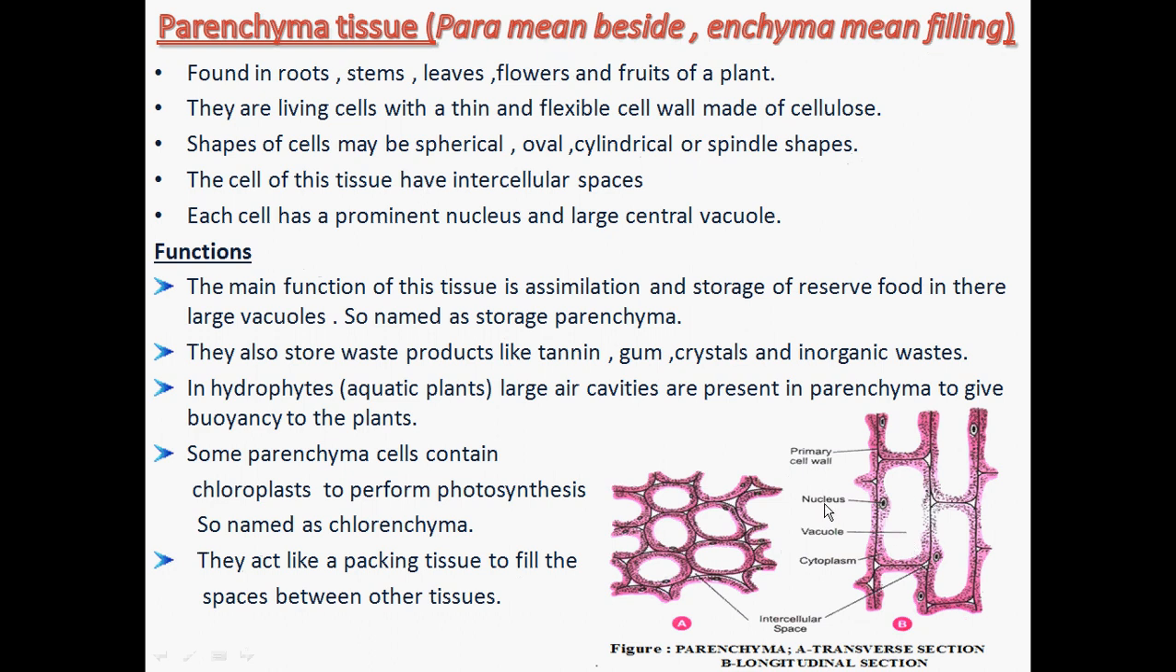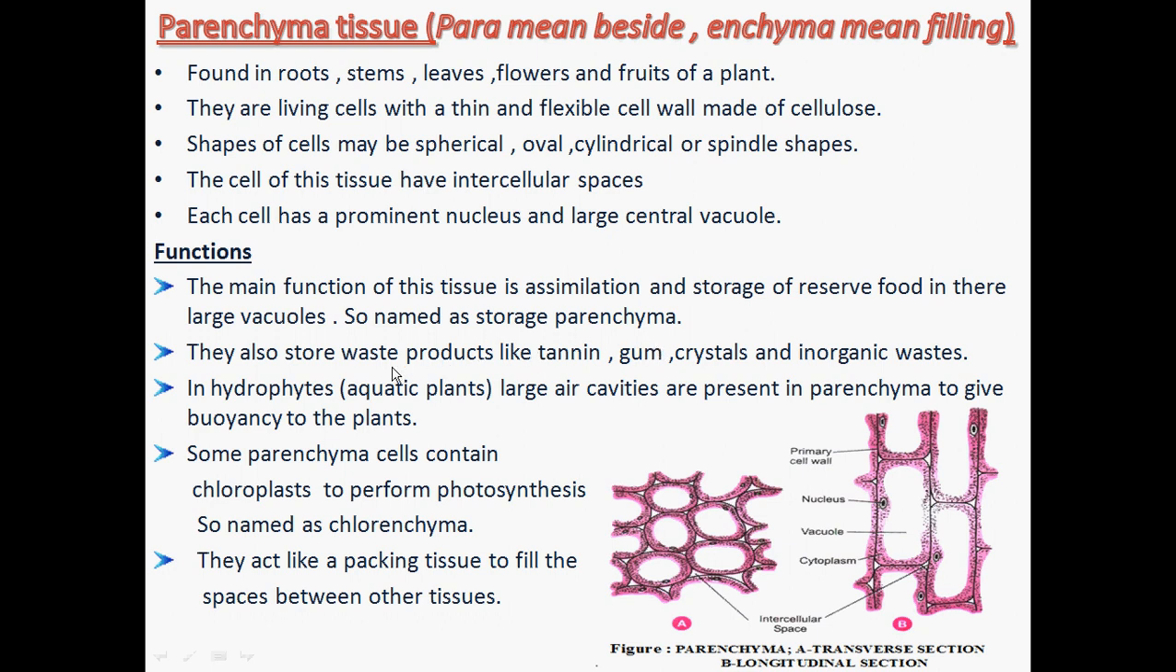Okay. Now there are some functions of parenchyma which it performs. Like the main function of this tissue is assimilation and storage of reserved food in their large vacuoles. As we know, the function of a vacuole is to store food. So the main function of this parenchyma tissue is assimilation and storage of reserved food. So it is also named as a storage parenchyma.